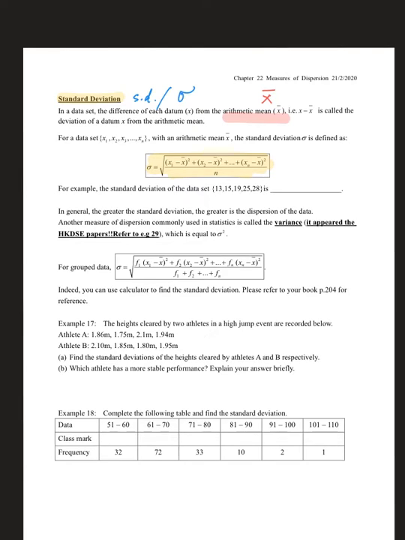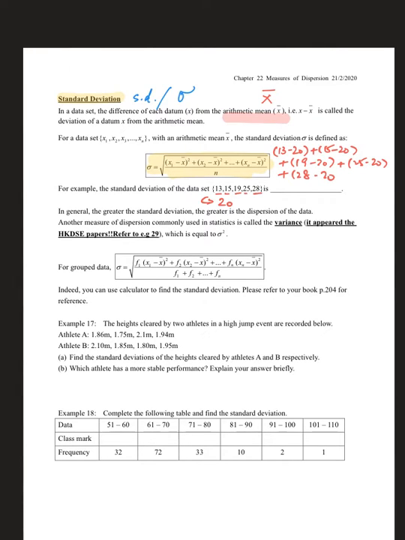For example, if you have 5 data: 13, 15, 19, 25, and 28. By calculator, you can simply check that the mean is 20. And then in order to find the SD, you want to check the differences. For example, 13 minus 20, 15 minus 20, 19 minus 20, 25 minus 20, and also 28 minus 20.